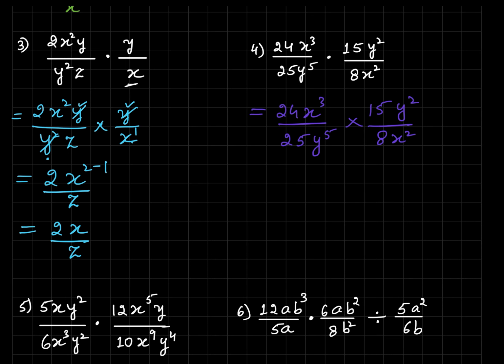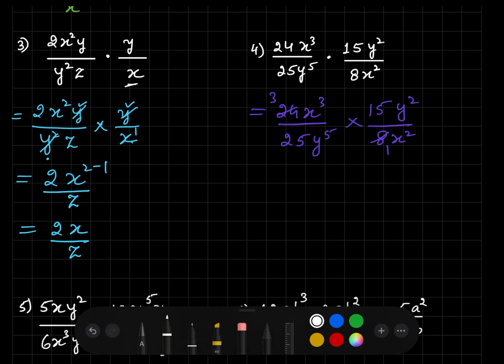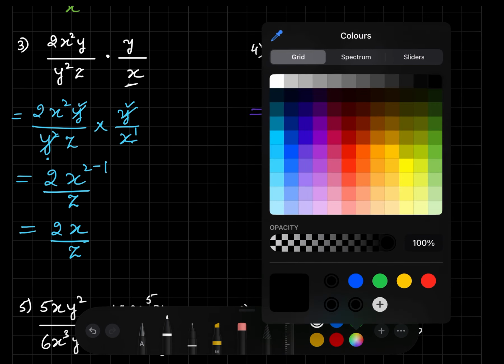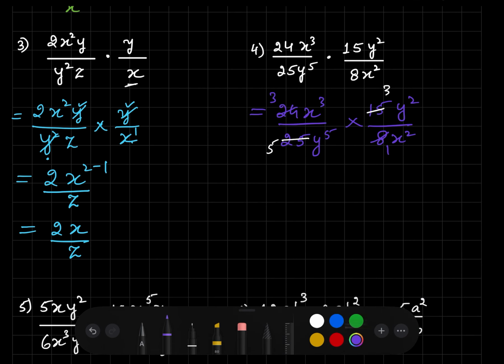So again 24 and 8 can be directly done. 8 ones and 8 threes are 24. Then 25 and 15, see they both have 5 factor common. So we say 5 threes are 15 and 5 fives are 25. Yes. So now further I think we can do directly now.